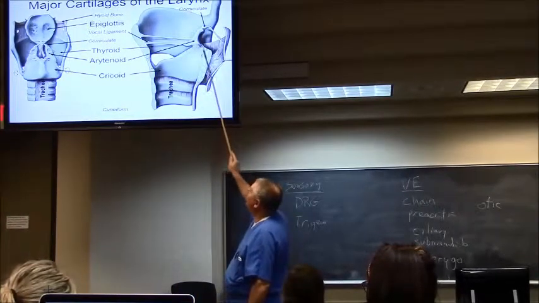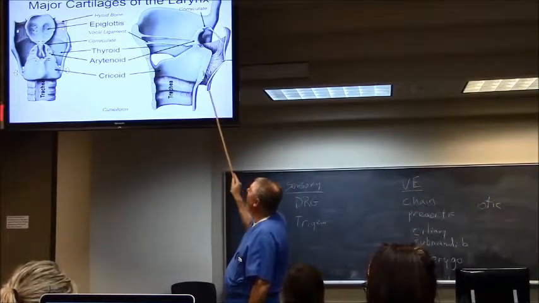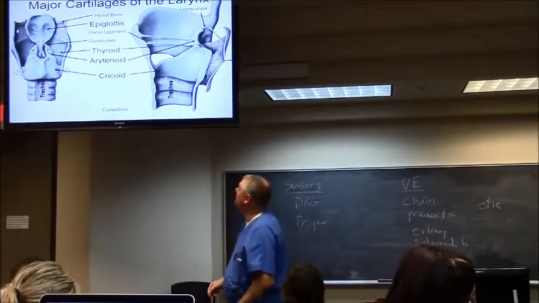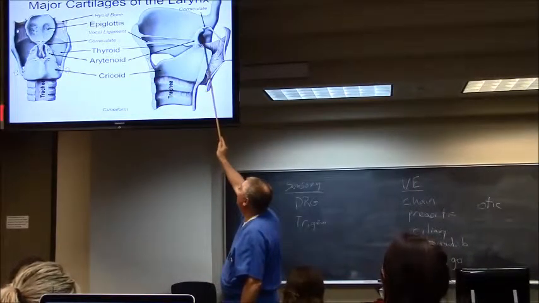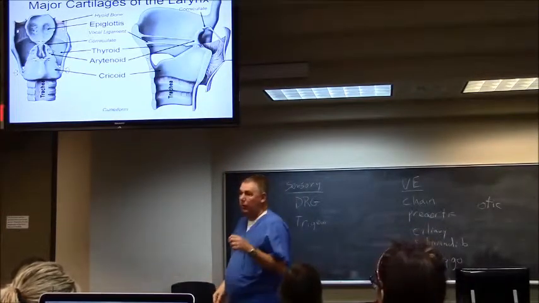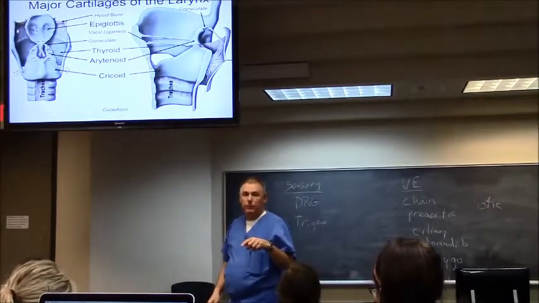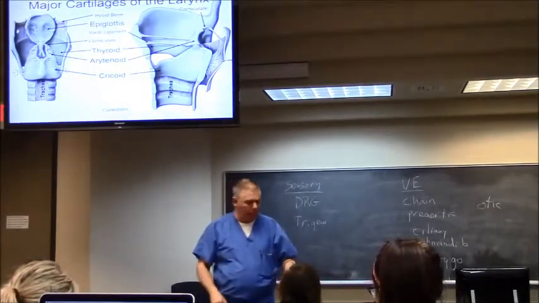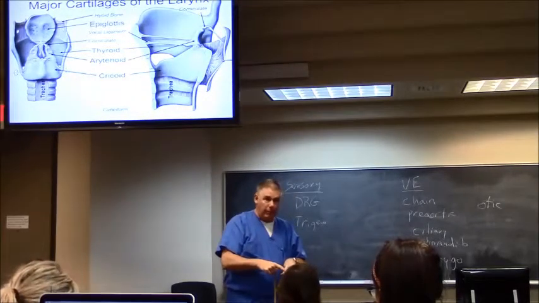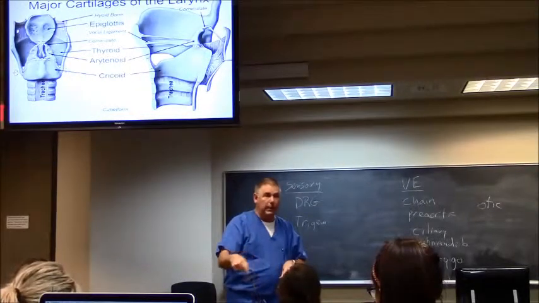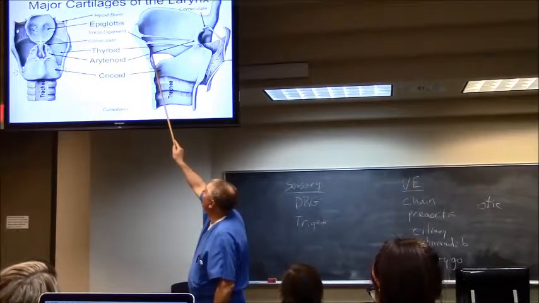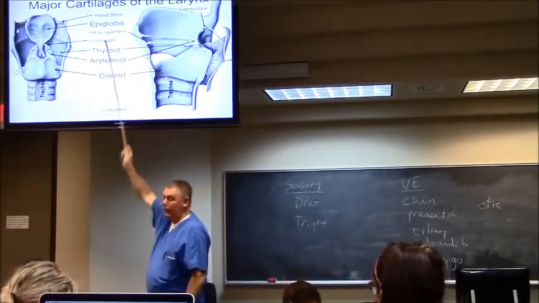The arytenoid, so here it is in cross section. Here's the signet ring, that's the cricoid. There's the thyroid cartilage. We cut it in half, mid-sagittal section. The arytenoids are shaped like little pyramids, three-sided pyramids. So the point of the pyramid, there's a ligament that comes off the point of the pyramid, of the arytenoid, and attaches to the back of the thyroid cartilage. That's this right here, the ligament. That ligament is called the vocal ligament.